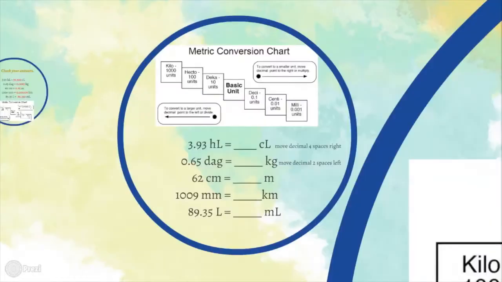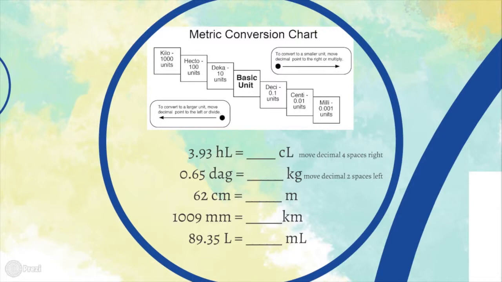Okay, let's try another one together. 3.93 hectoliters is how many centiliters? I count 4 spaces to the right, 1, 2, 3, 4. So I move my decimal point to the right, and I get 39,300. If there's no number in the place, you need to add a 0.